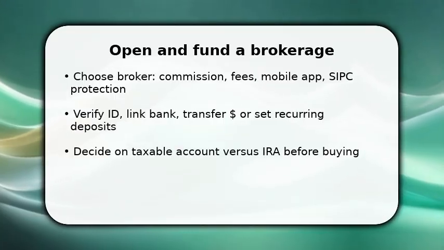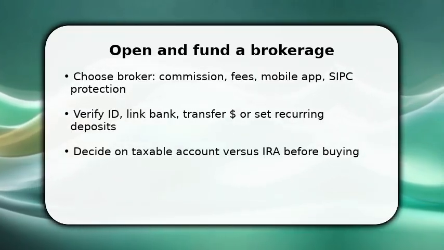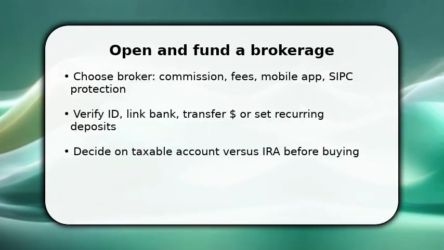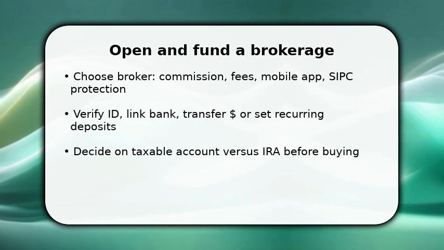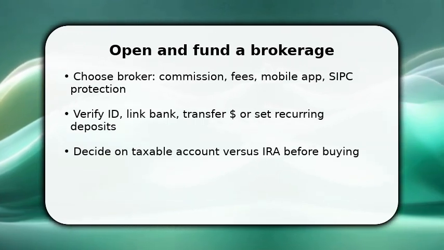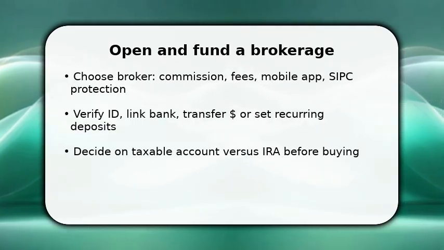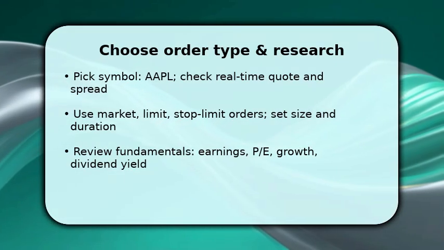Fund the account with the amount you intend to invest or set an automatic weekly transfer for dollar cost averaging. This stabilizes by timing. Make sure you select taxable versus IRA depending on your tax goals, because that choice affects future withdrawals and reporting. Now you research and set the order.